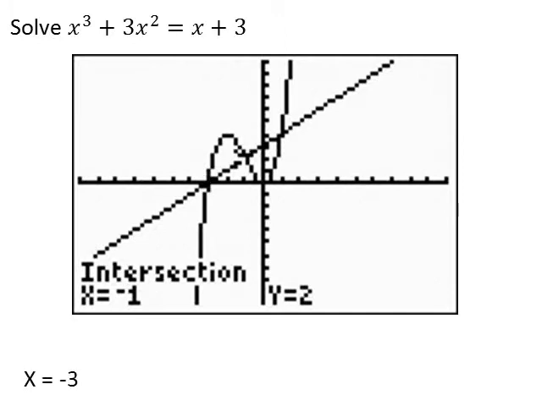I do the same thing for the middle intersection, and I get x equals negative 1. And I repeat again for the third intersection. That's going to give me x equals 1. So those are my 3 answers to this problem. And if you plug those in, you would find that they give you a true statement.